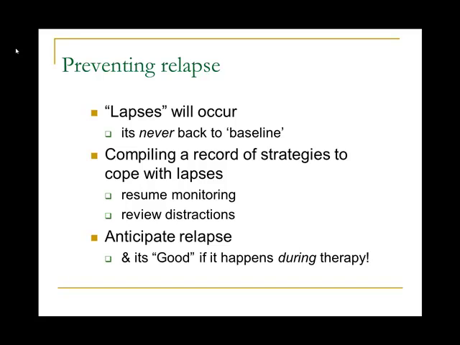And the final phase is preventing relapse, noting that lapses will occur, but the person never goes back to baseline. And they will have and can compile a record of strategies to cope with lapses. For example, a lapse might be a resumption of binge eating under some stress. To cope with that, they may need to go back to resuming monitoring for a time and also review the distractions and other strategies that help them with their binge eating earlier in the therapy.